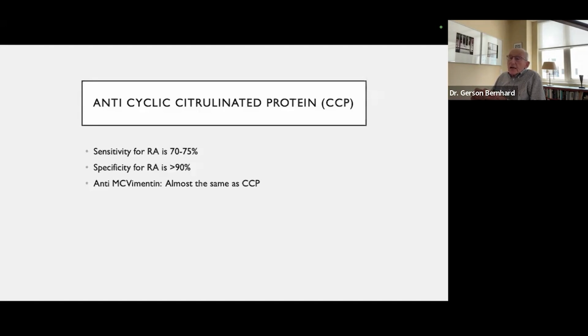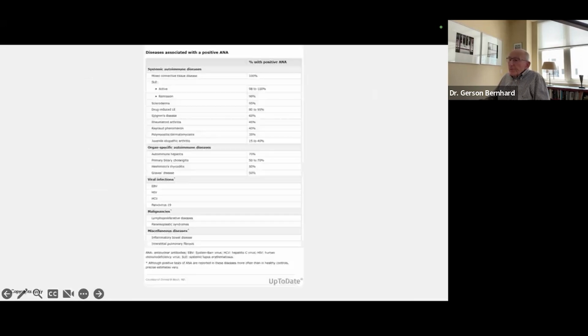And the other one that sometimes is done in some laboratories is the anti-vimentin, which is another associated antibody, but rarely do clinical laboratories do this. So you're looking at CCP as being a more specific test, and that can help you, because if it is negative and you don't have good clinical features of RA, but you have clinical features of other connective tissue diseases, you can move on. So where do we move on to?